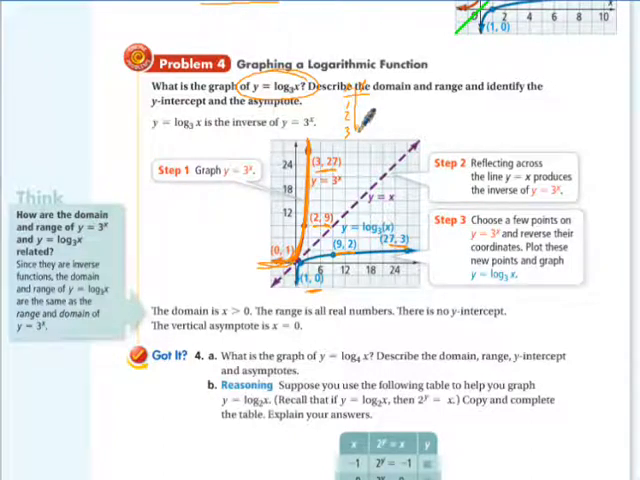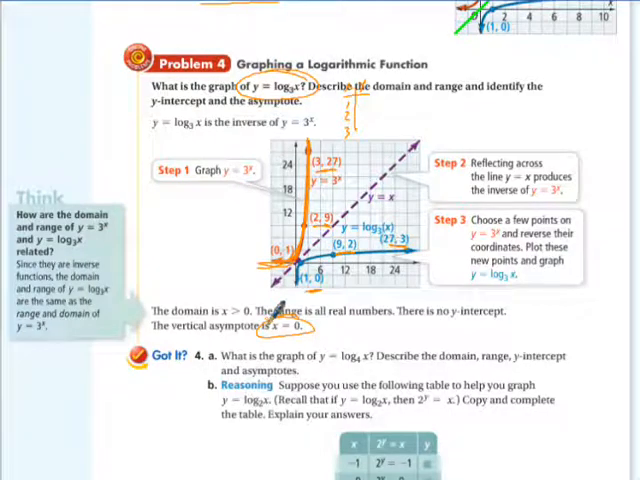The domain for this logarithmic function is x is greater than 0. That was the range for the original function, so those switch. There is no y-intercept because the y-axis becomes the asymptote here. The y-axis and x equals 0 are the same thing.